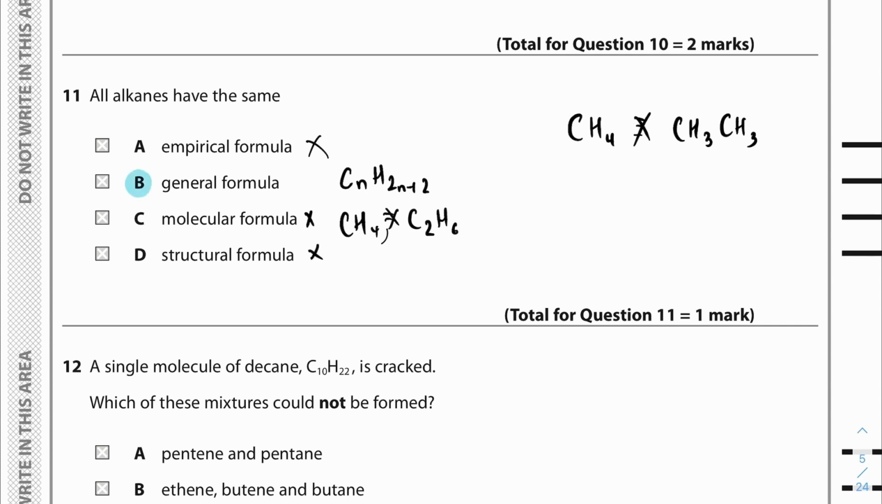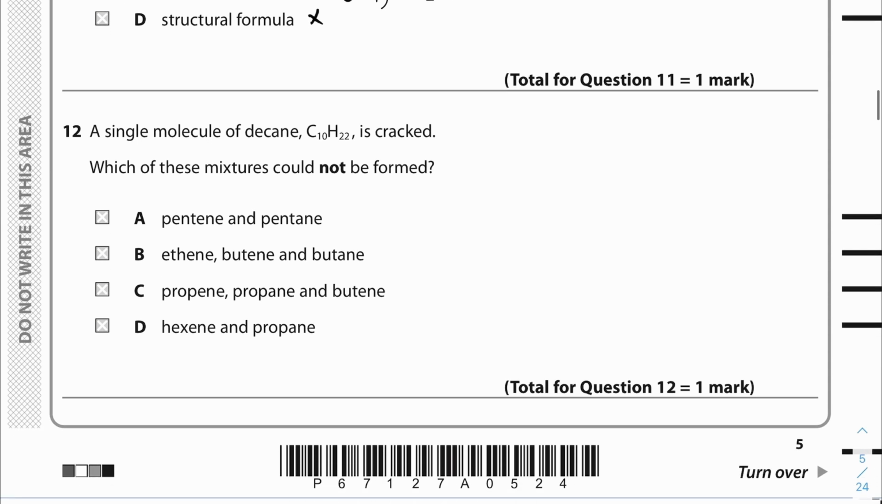Now we have question number 12. A single molecule of decane, C10H22, is cracked. Which of these mixtures could not be formed? So what happens when we crack an alkane? What is produced? It produces an alkene, and an alkane, right? But it needs to all add up to C10 and H22.